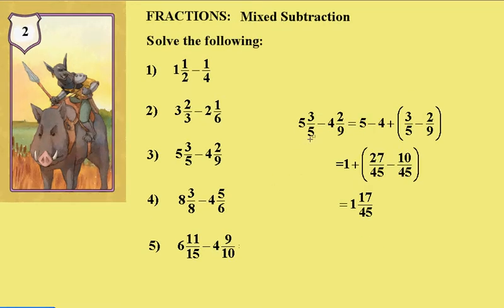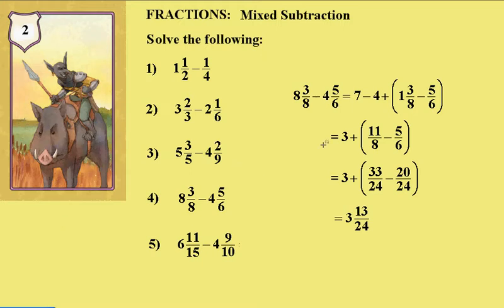Alright, number 3. Again, we'll separate the numbers out. 5 take away 4, see it? Then the proper fractions, 3/5 take away 2/9. 5 take away 4 is 1. Now the lowest common denominator is 45. So we need to multiply numerator and denominator here by 9, making that 27 on 45. And here numerator and denominator by 5, making that 10 on 45. 27 minus 10 is 17, so the answer becomes 1 17/45.